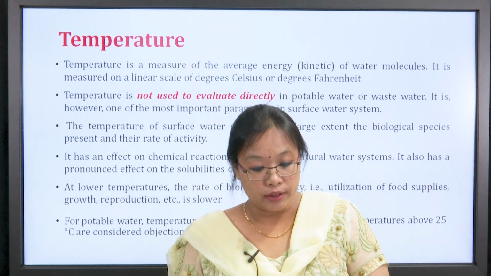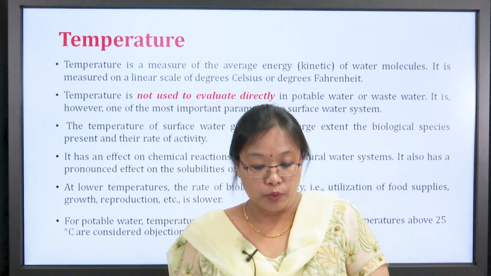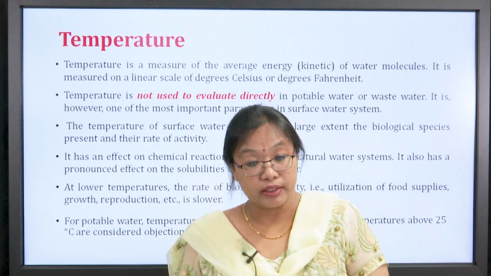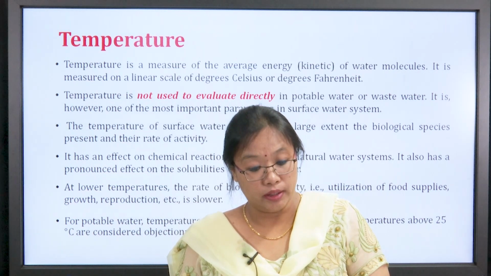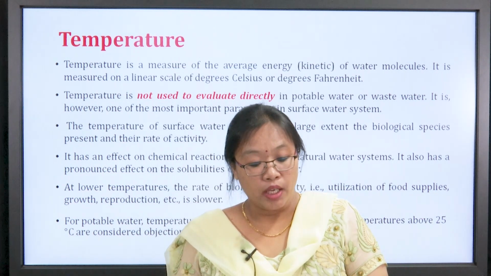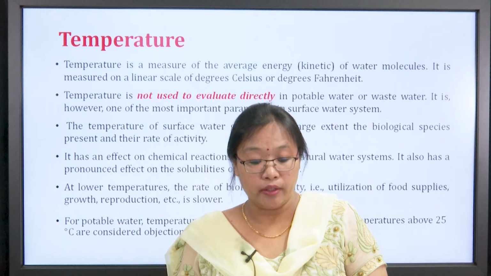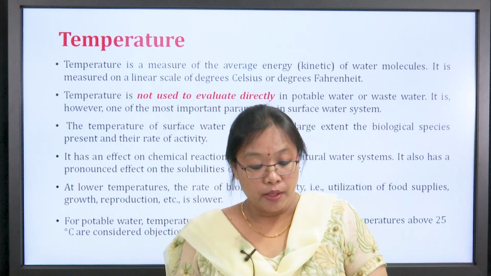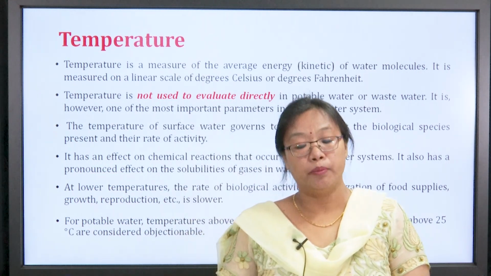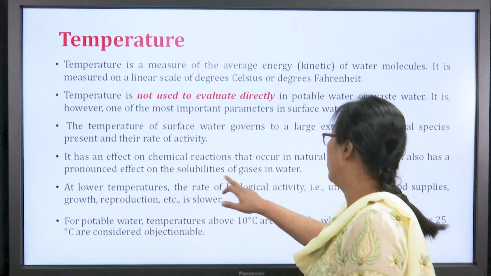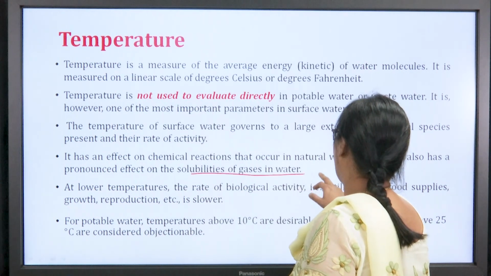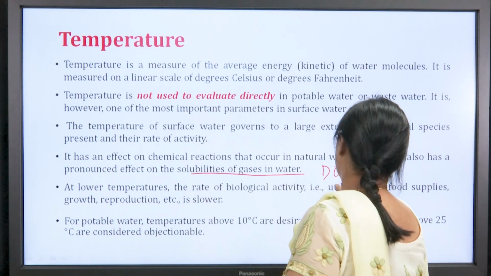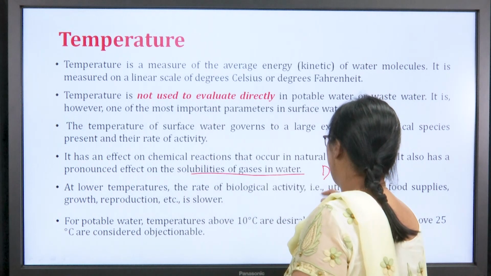Why? Because the temperature of surface water governs to a large extent the biological species present and the rate of activities. It also has an effect on the chemical reactions that occur in natural water systems. It also has a pronounced effect on the solubility of gases. So, when you talk about the solubility of gases, you are talking about dissolved oxygen. Okay?